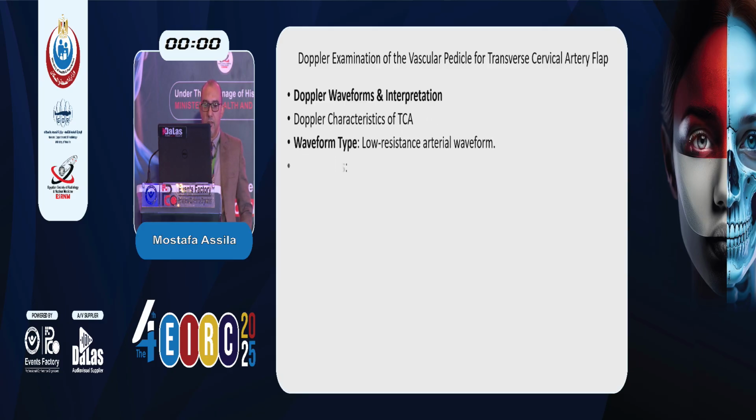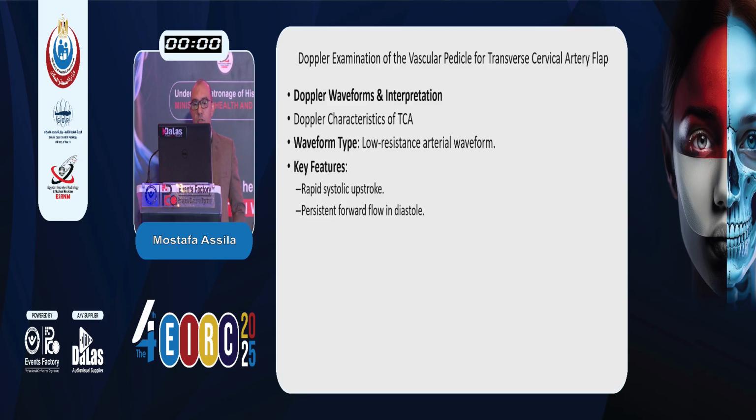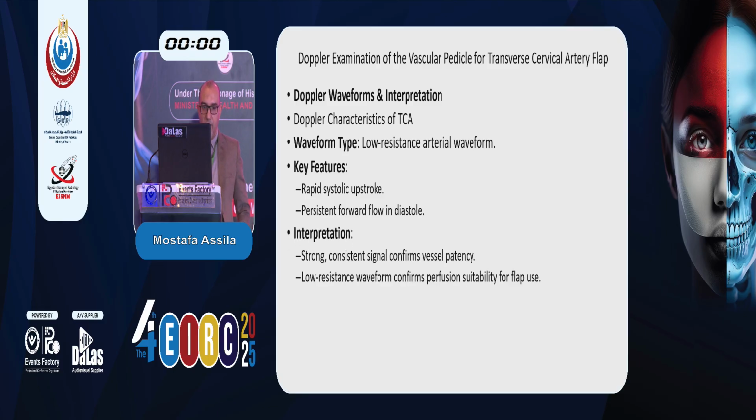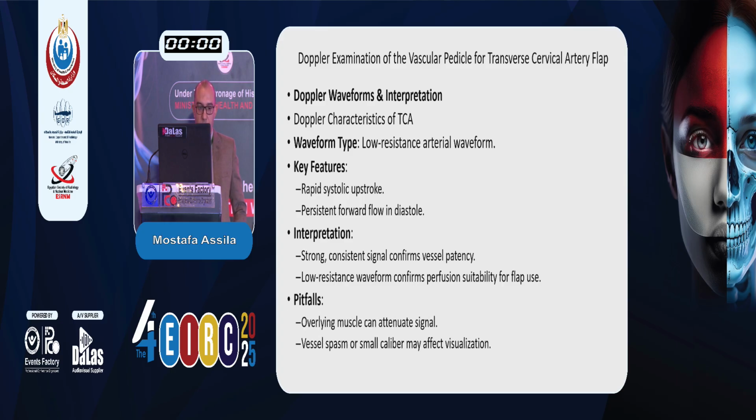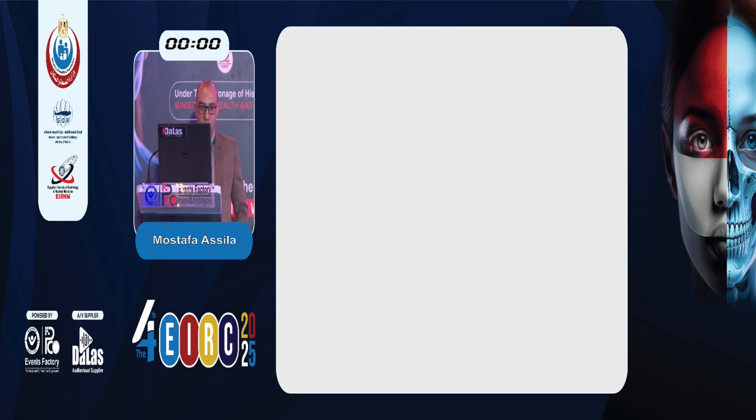Doppler waveform interpretation: characteristics of the transverse cervical artery. Low resistive arterial waveform. Key features: rapid systolic upstroke and persistent forward flow in diastole. Interpretation: a strong, consistent signal confirms vessel patency. The low resistance waveform confers perfusion suitability for flap use. Pitfalls: overlying muscle can attenuate the signal, and vessel spasm or sometimes small caliber may affect visualization.